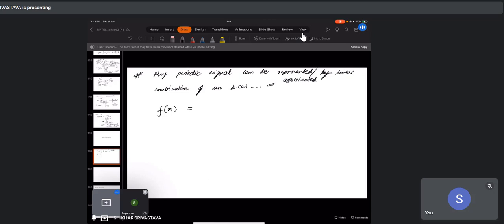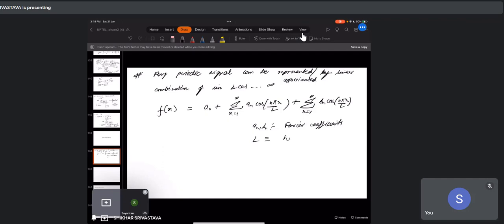In the mathematical form, it can be written as this. You all must be knowing this. So this is how you represent any signal f(x), any function f(x) which is periodic, expanded in this Fourier series expansion form, where an and bn are the Fourier coefficients and L is the half period of the function.